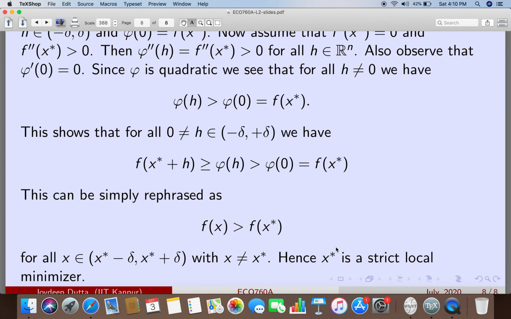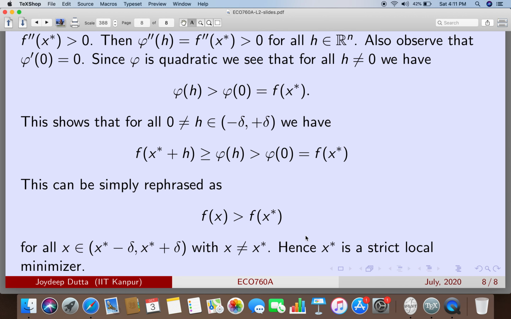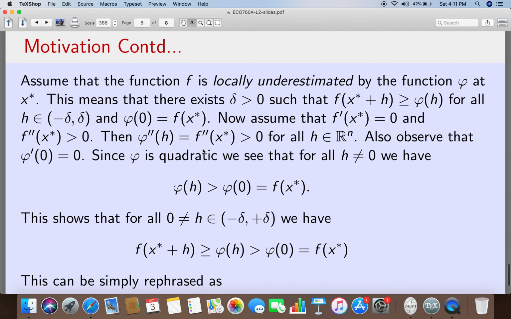It can be rephrased as follows. Whenever x is in the interval x star minus delta to x star plus delta, and x is not equal to x star, I have f of x strictly greater than f of x star, which means x star is a strict local minimizer. So when this condition f double dash x star strictly greater than 0 works, it essentially works in the sense that this quadratic approximation of the function f, the function phi, locally underestimates the function f.